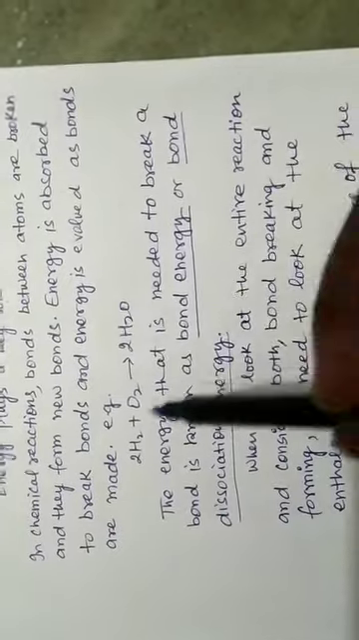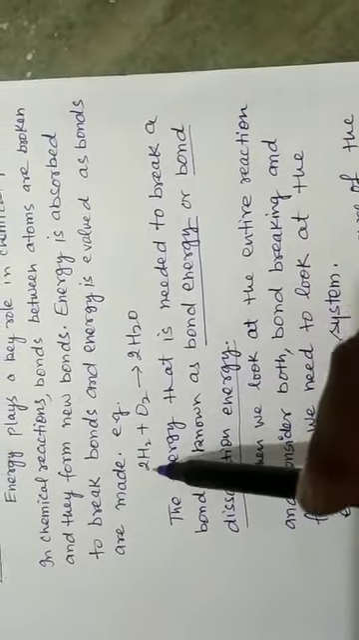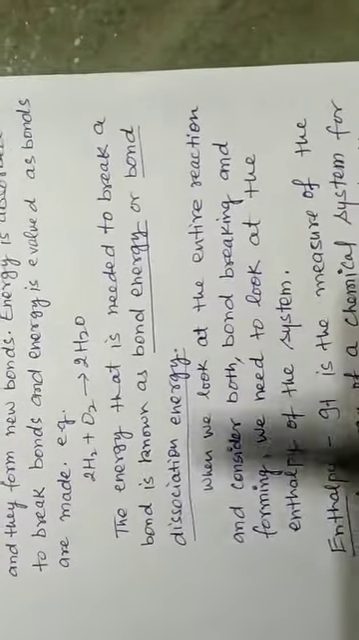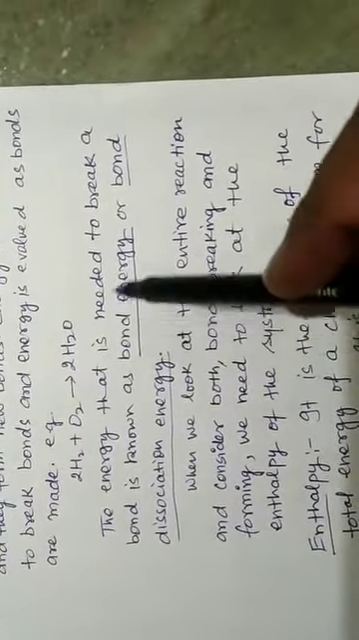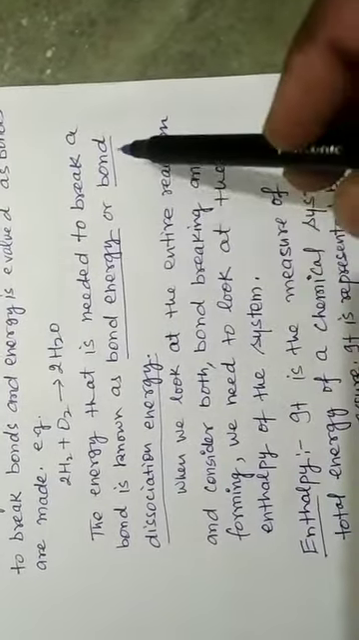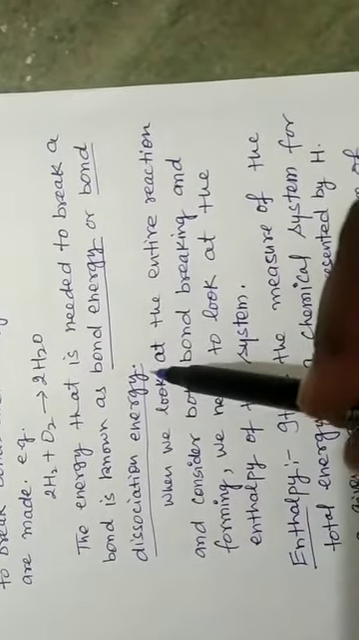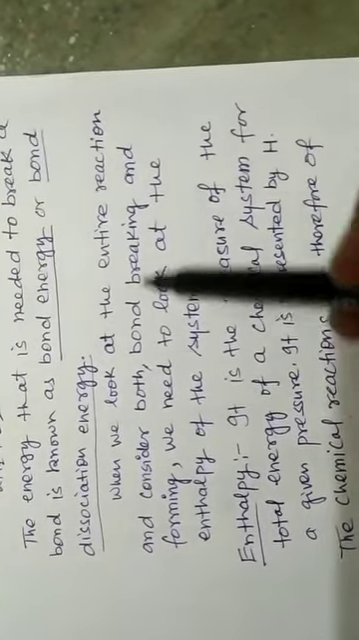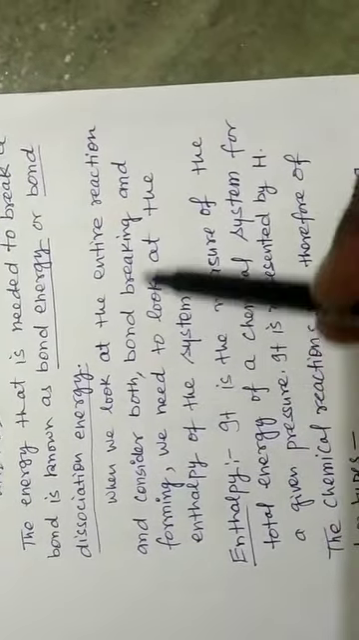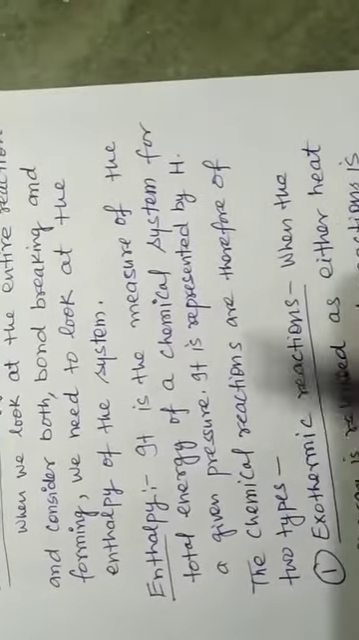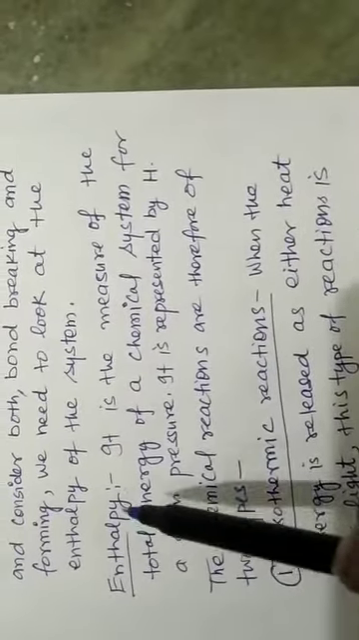We can take this very simple example: 2H2 + O2 = 2H2O. The energy that is needed to break a bond is known as bond energy or bond dissociation energy. When we look at the entire reaction and consider both bond breaking and forming, we need to look at the enthalpy of the system. We define it, enthalpy.